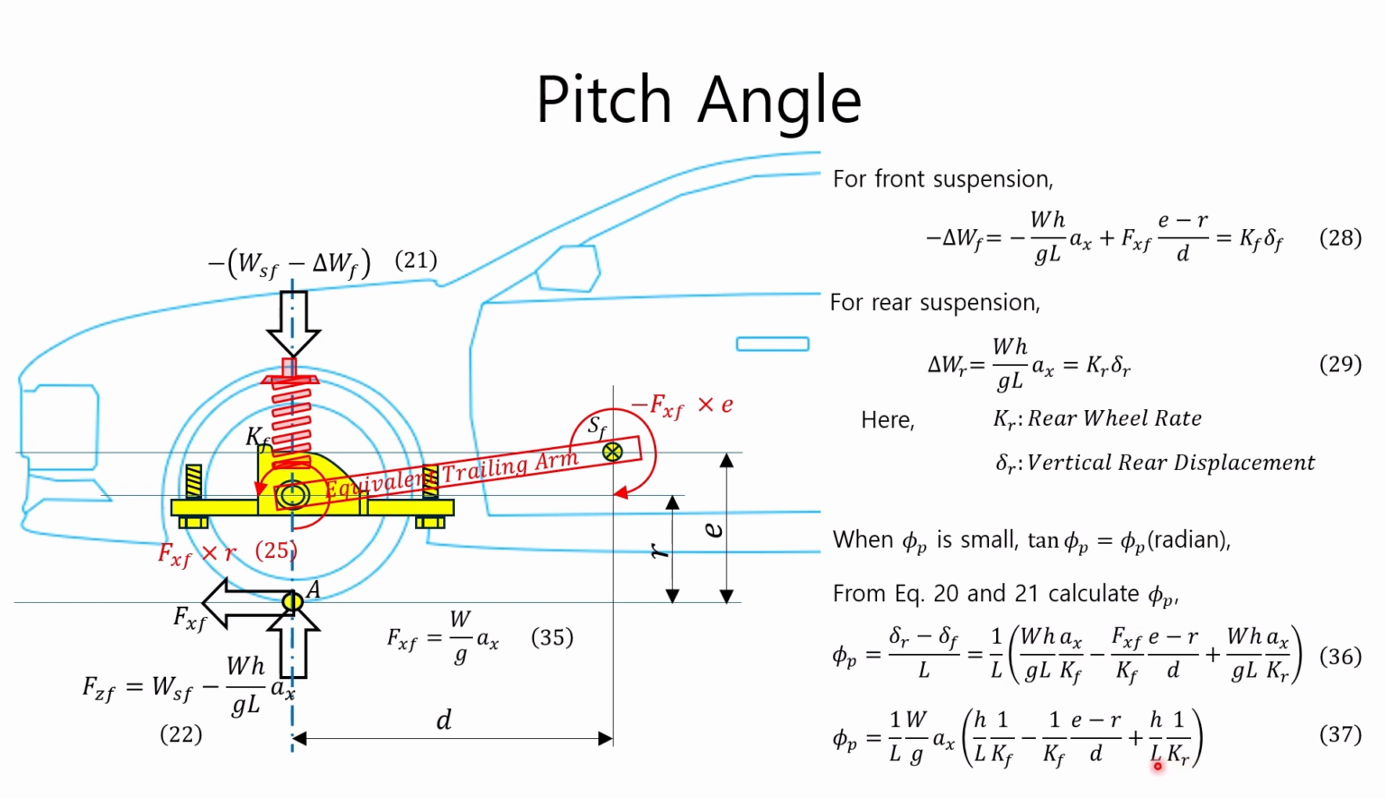The pitch angle phi p expressed by equation 37 indicates that, as expected, it can be expressed as a function of acceleration, mass, front and rear wheel rates, and the geometry of the suspension links. Equation 37 is identical to the pitch angle equation for a front-wheel drive vehicle with solid axle suspension, except that E is changed to E minus R.